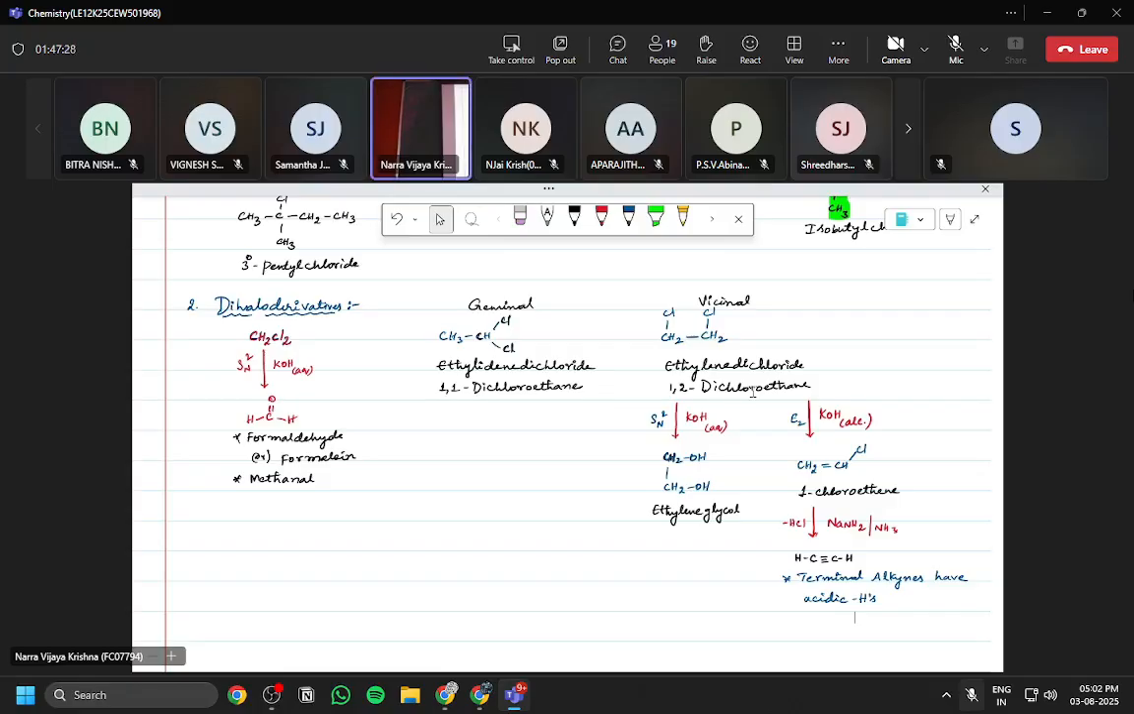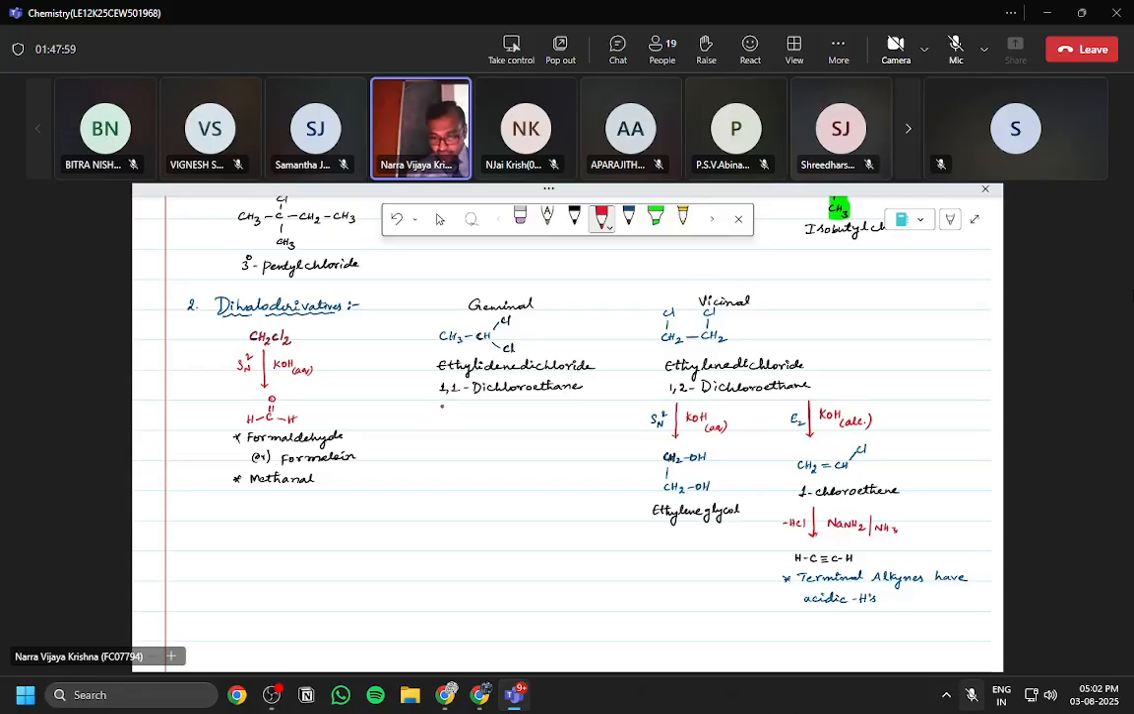Correct or not? But if I use aqueous KOH, we can differentiate. On adding aqueous KOH, vicinal gives ethylene glycol, but geminal gives acetaldehyde. Two OH groups are on the same carbon. So to differentiate geminal and vicinal, is alcoholic KOH preferable or aqueous KOH? Understood? Right? I am showing that again.